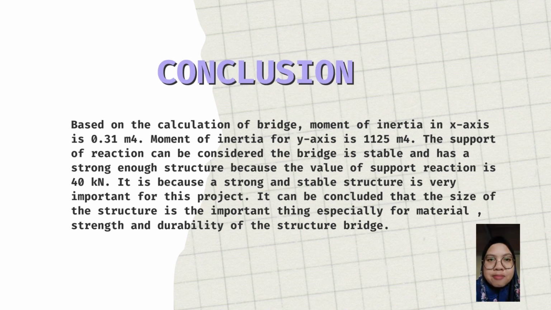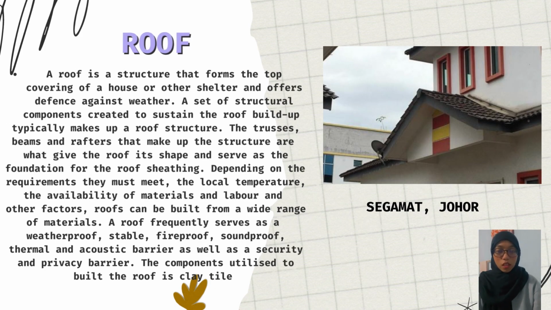For the conclusion, based on the calculation of the bridge, the moment of inertia in the x-axis is 0.31, and the moment of inertia for the y-axis is 1125. From the support reaction, the bridge can be considered stable and has a strong enough structure because the value of the support reaction is 40 kN. It is because a strong and stable structure is very important for this project. It can be concluded that the size of the structure is the important thing, especially for material, strength, and durability of the bridge structure. Next structure is the roof.